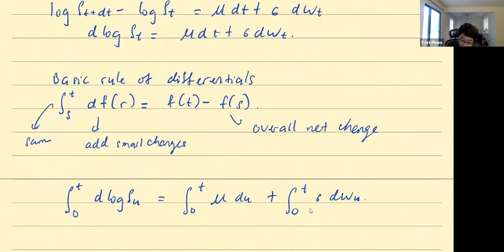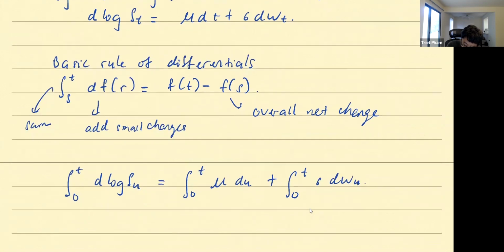What do I get out of this? Now again, pay attention. This notation means the change, the differential of the log. The d applies to the log. So from this rule, I get log of St minus log of S0, which is just mu. This is your good old integral. Nothing changed. Mu times t, and then sigma times (Wt minus W0).